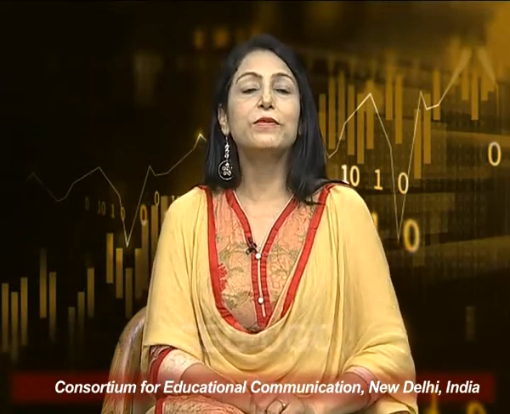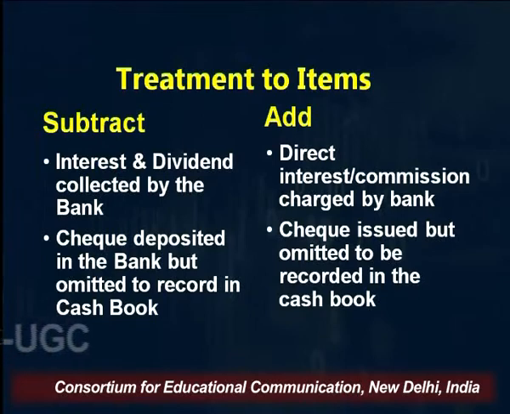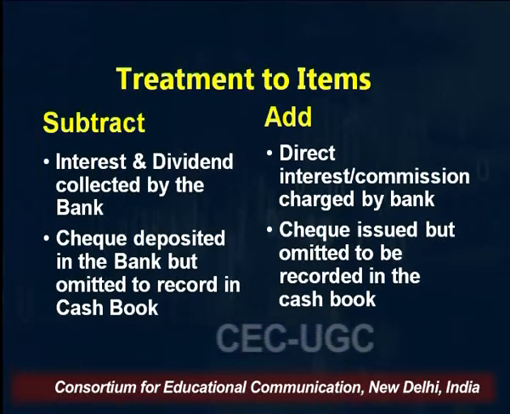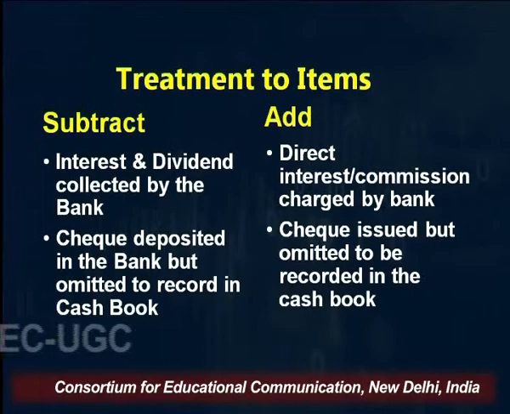Okay. The last item which we subtract when the credit balance of a passbook is given and we are preparing a bank reconciliation statement is checks which are deposited in the bank but omitted to be recorded in the cash book. We have deposited some check in the bank and we did not remember to record it in the cash book. So your cash book balance is lower by the amount.